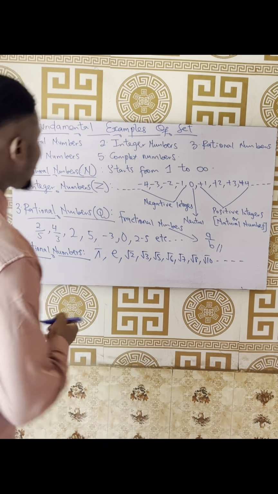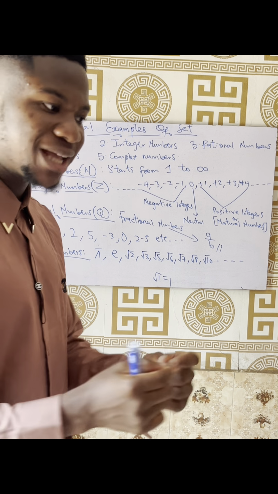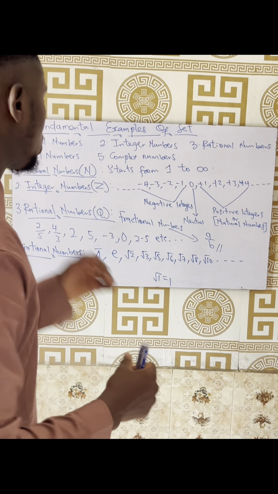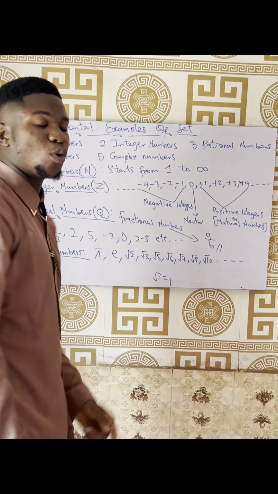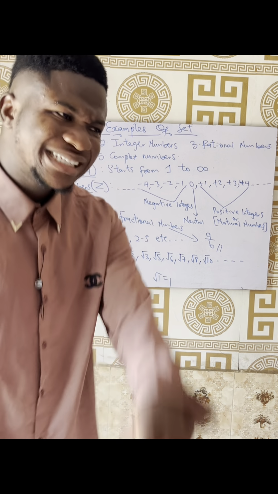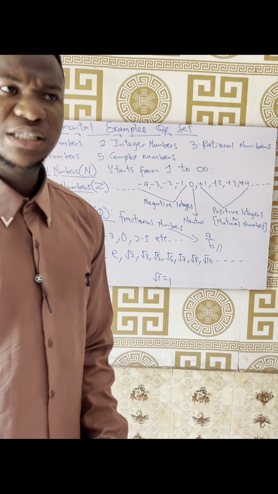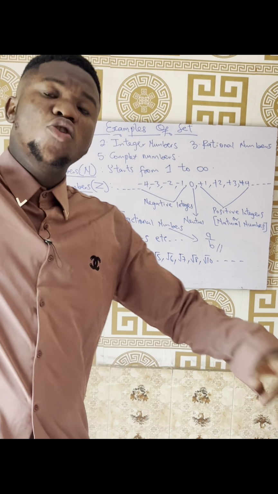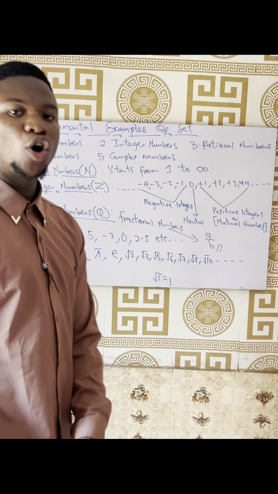But if I press root 2 on my calculator, the value I get will extend to infinity. That is simply why root 2 is an irrational number. The same thing, if I press root 3 on my calculator, the value I get in decimal form will also be very long and extend to infinity. So root 3 is also an irrational number.